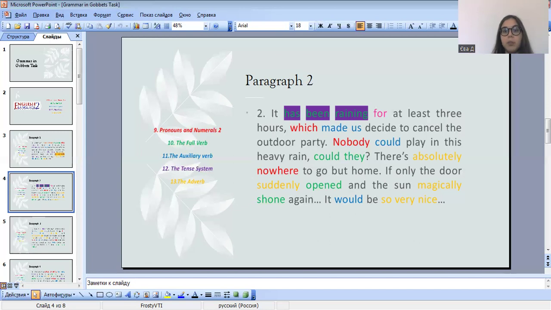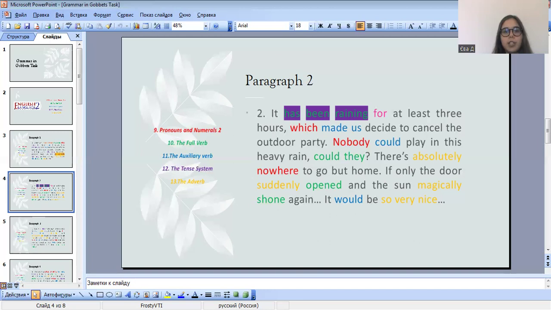So here we have absolutely, suddenly, magically, and very. Let's talk about absolutely. We can see absolutely is a quantifier. It is a subclass of adverbs which modify adjectives or other adverbs. And here it's modifying no verb in our case. Also, we can see magically, an adverb that comes from the adjective magic, which has an ending ic. That means we're adding the suffix ally in this word. Also, we can see very, and it intensifies the meaning of nice in our sentence.